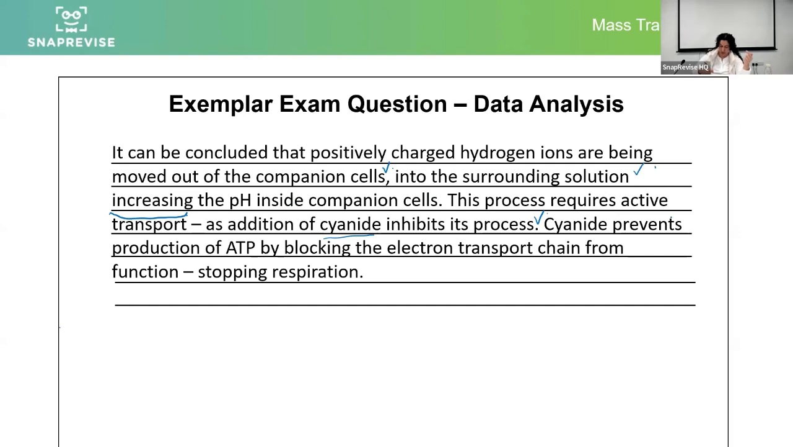Second mark: explaining why cyanide does that, because it prevents the production of ATP by blocking mitochondrial function. Specifically, it blocks the electron transport chain. Don't worry about that too much if you're Year 12 and you haven't done the details of the reactions of respiration yet. If you said that it blocks mitochondrial function and production of ATP, you would still be fine to get that mark. Okay.